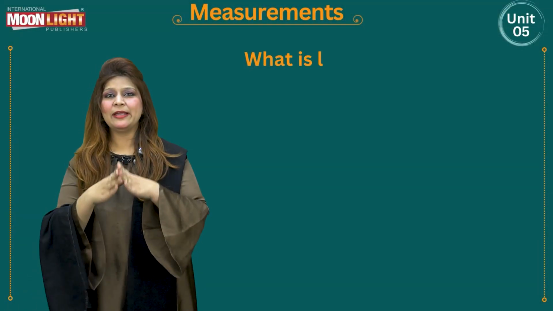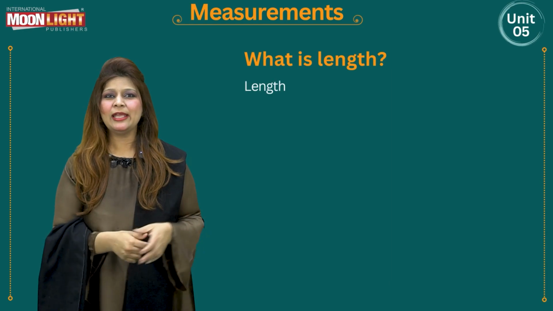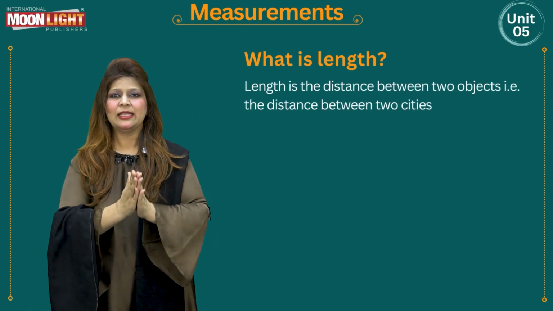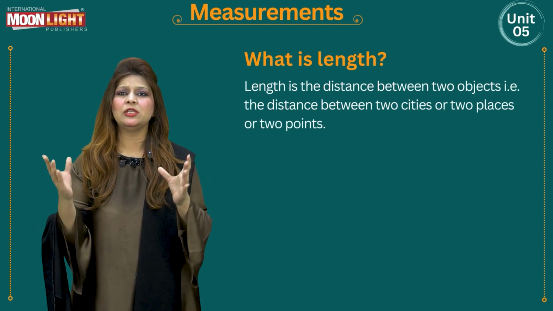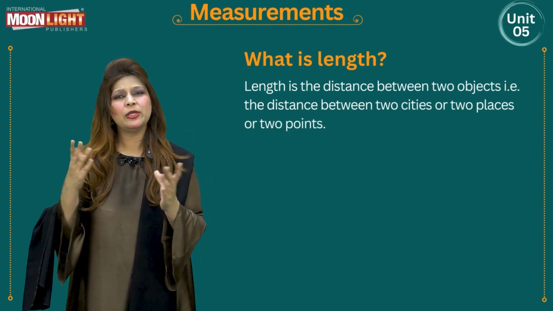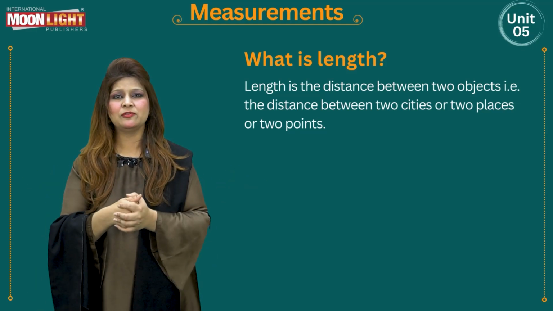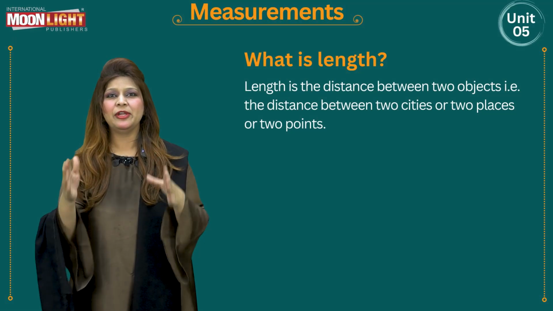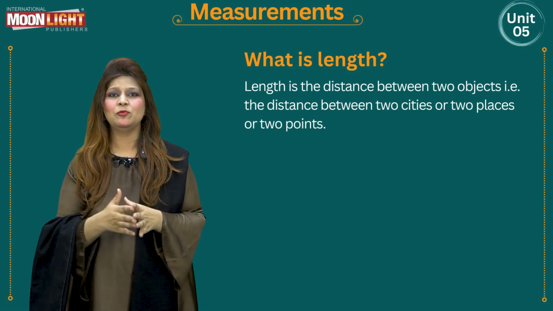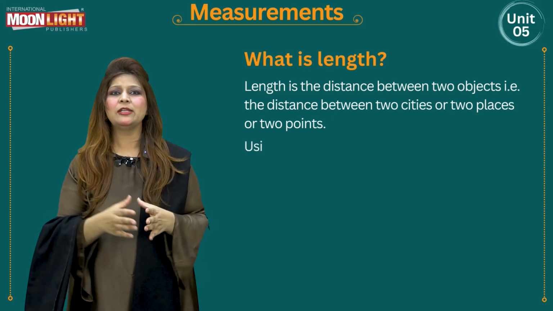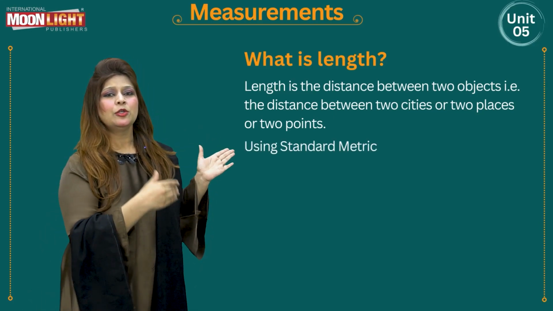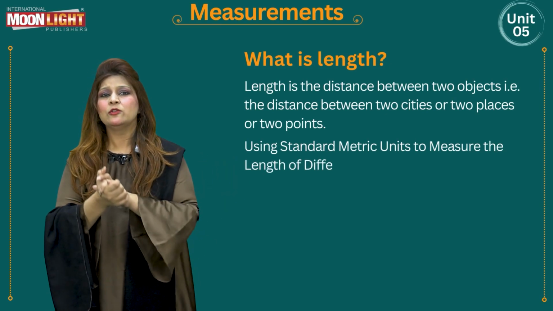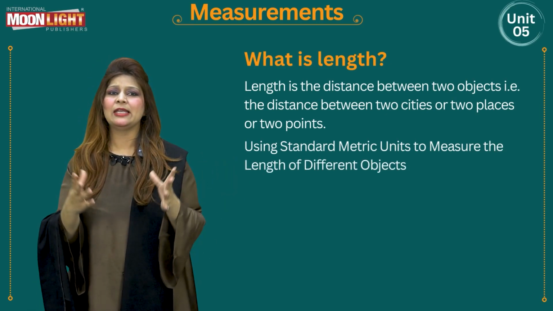So right now, by considering what length is: length is the distance between two objects. That is the distance between two cities or two places or any 2 points. For example, the location where I am standing and the location where you are standing is also a length, which is the distance actually. So right now we are going to consider using standard metric units to measure the length of different objects.